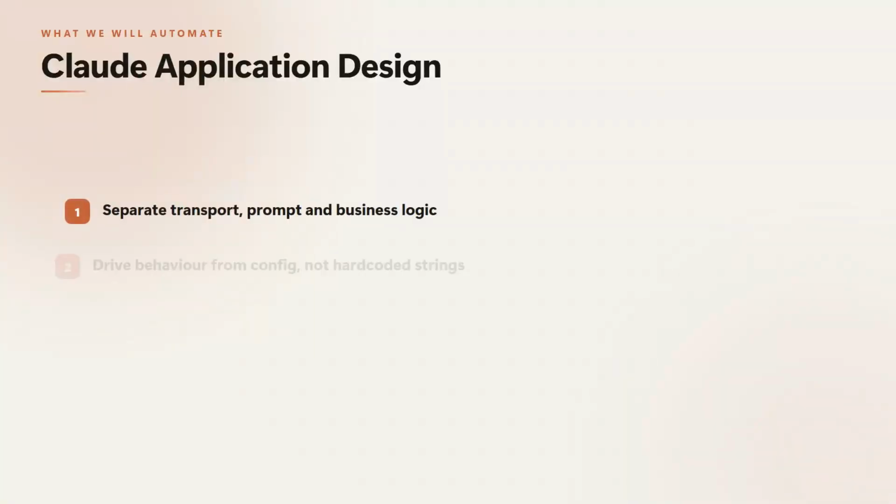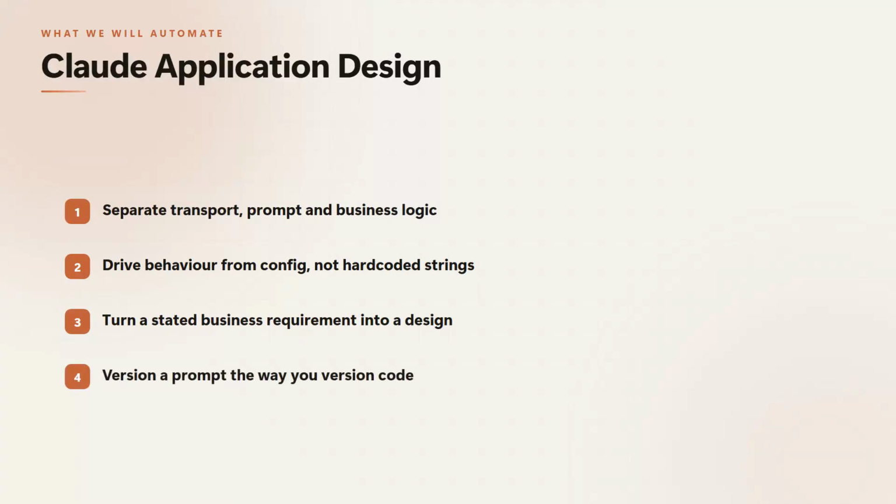We start by separating transport, prompt, and business logic, so you can swap any piece without rewriting the whole application. Next, we drive behavior from config instead of hard-coded strings, making your system flexible and easy to tune. Then you turn a stated business requirement into a concrete design, bridging the gap between what stakeholders ask for and what you actually build. Finally, you version a prompt the same way you version code, giving you full traceability and rollback for every interaction. You walk away with a repeatable design method you can apply to any Claude-powered application.